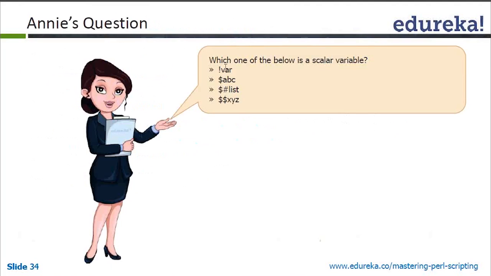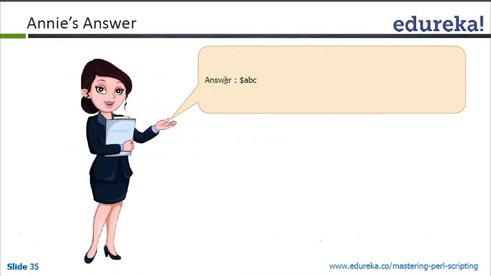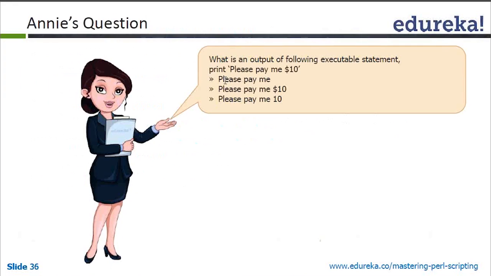So that is the reason why these last 2 are rejected, and the first one is not even starting with a $, so this is not a scalar variable. The only scalar variable is the second one. So we can see the answer is the second one. I hope I am clear here. So I'll move to the next slide. What is the output of the following executable statement? Please pay me $10. Okay, so again it is very simple.